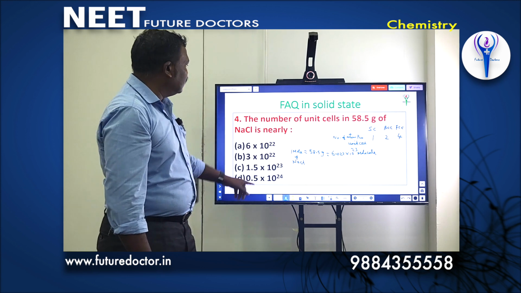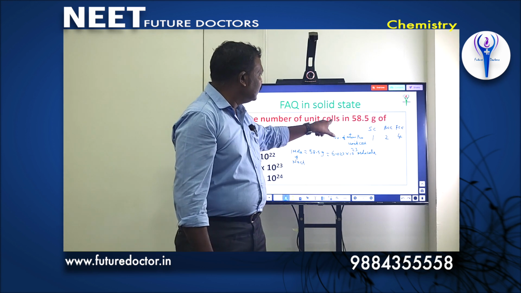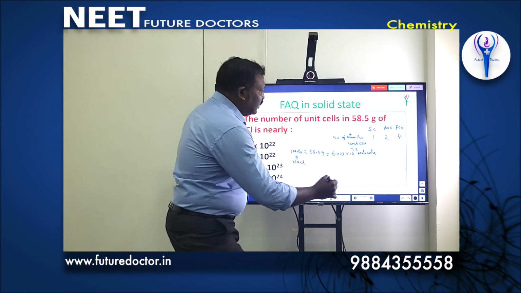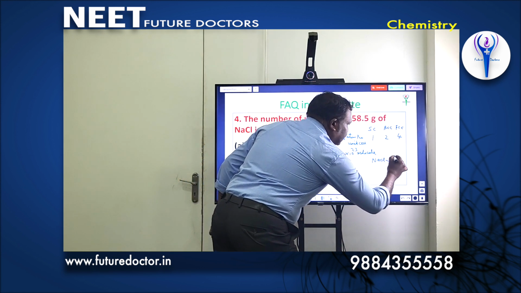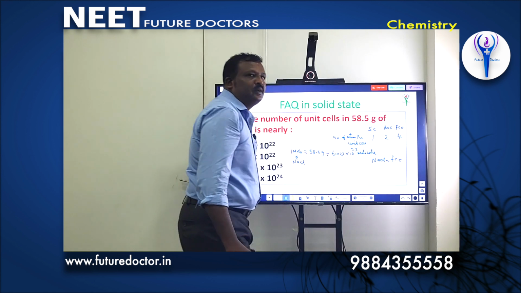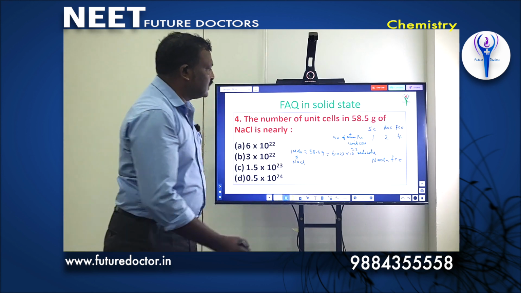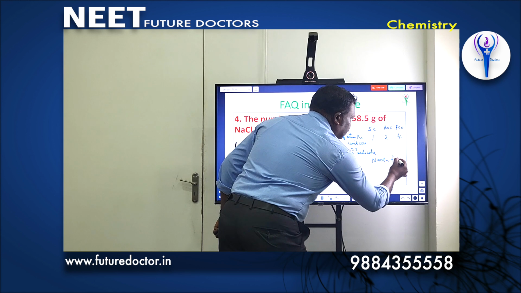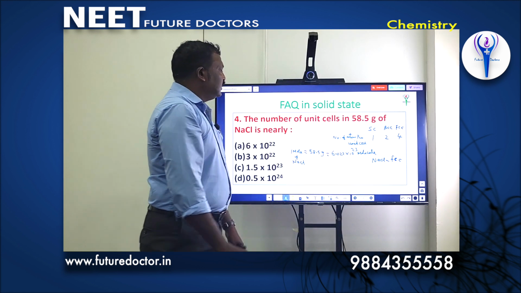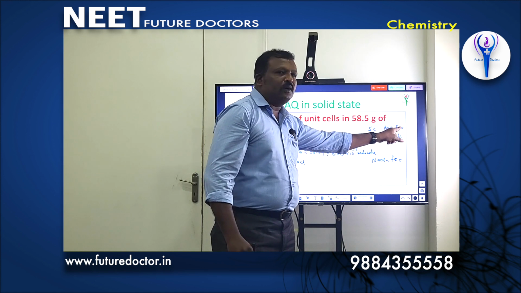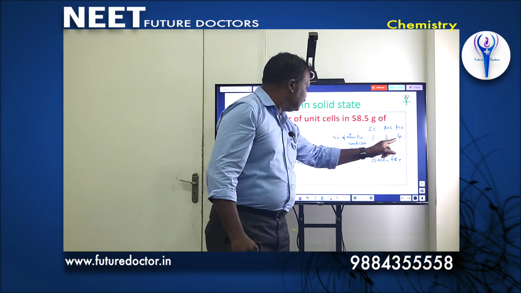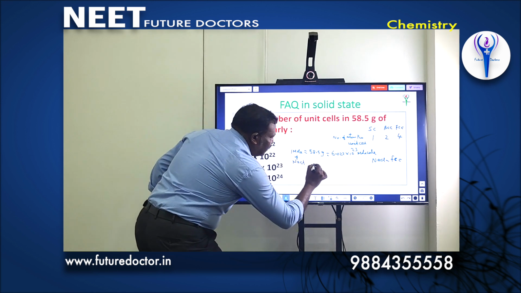Then we must know what kind of cubic unit cell sodium chloride is. Sodium chloride is FCC. It belongs to the face-centered cubic unit cell. Understood? Face-centered means what? 4 molecules in 1 unit cell. Simply I am writing like this here.